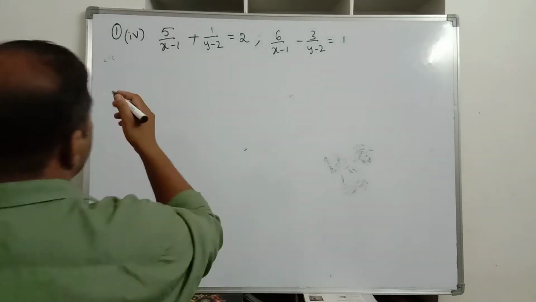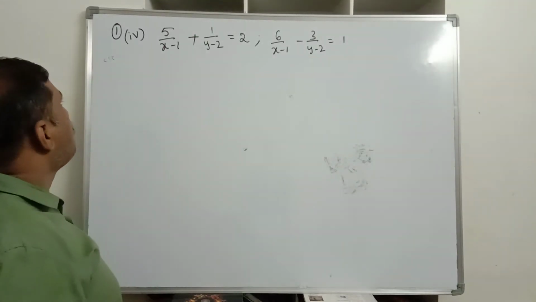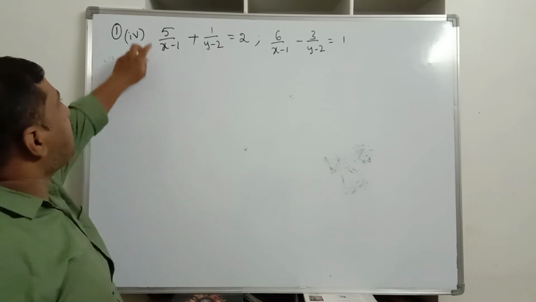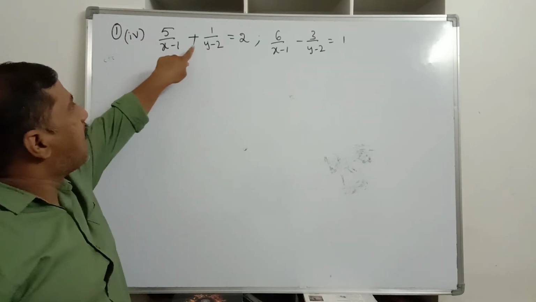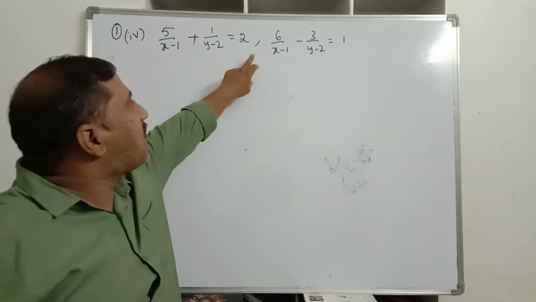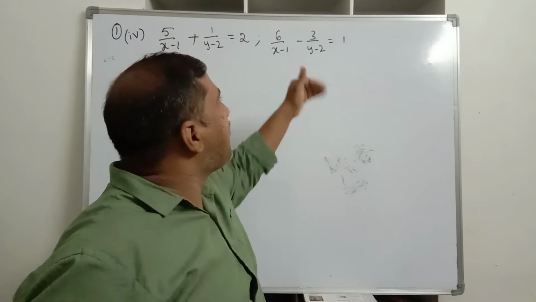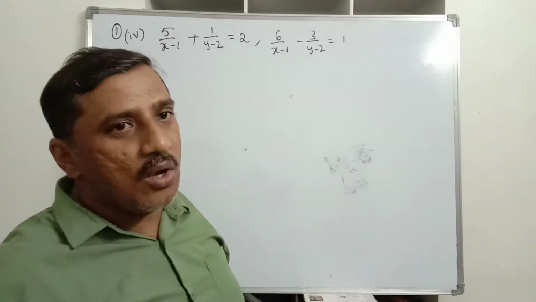Now we will solve from first bit, same 3.6 exercise, the fourth bit. First question, fourth bit. That is 5 divided by x minus 1 plus 1 divided by y minus 2 is equal to 2, and the second equation is 6 divided by x minus 1 minus 3 divided by y minus 2 is equal to 1.